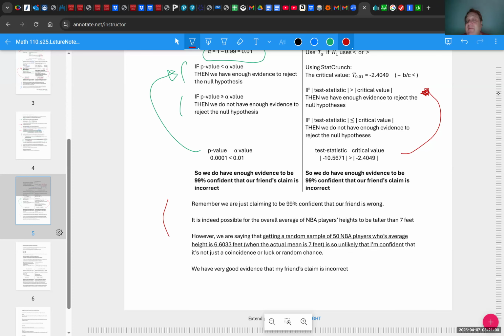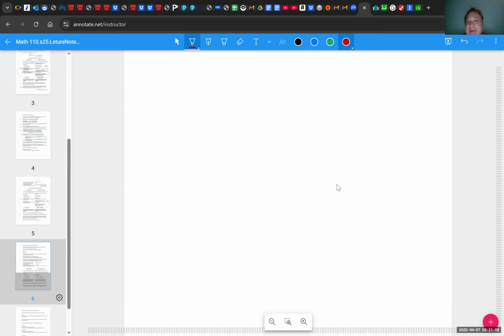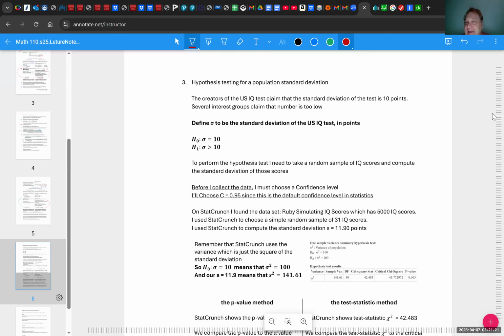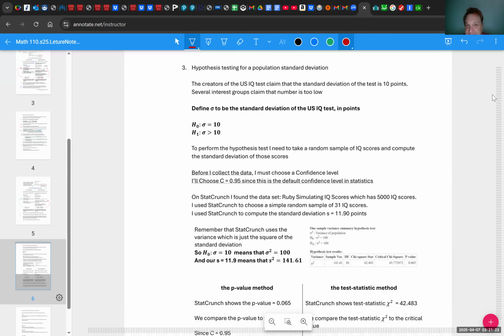So we're 99% confident that we have enough evidence to reject our friend's claim that the basketball players have an average height of at least 7 feet. All right, so that is the hypothesis testing with a mean. All right, we have one more to do, which is hypothesis testing with a standard deviation.